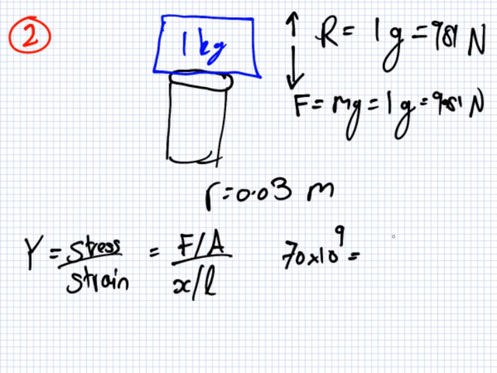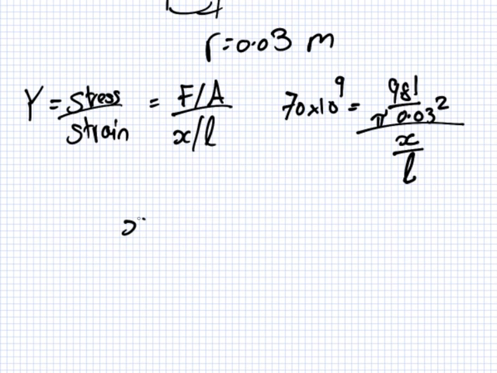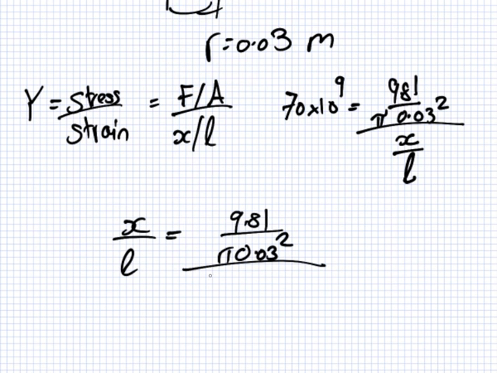Okay. The force is 9.81. The area is pi times 0.03 squared. The x we don't know, and the L we don't know. So if I rearrange a little bit here, I get x over L equals 9.81 over pi times 0.03 squared, over 7 times 10 to the 9.